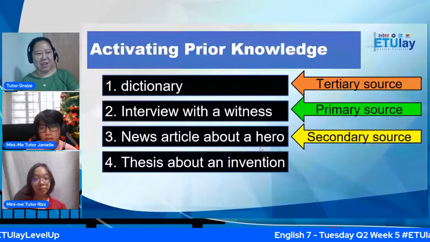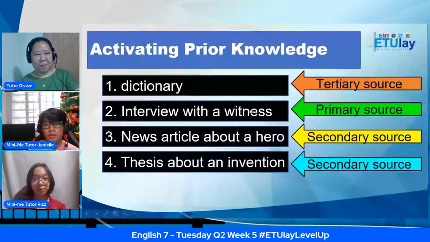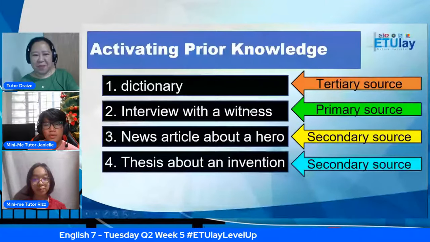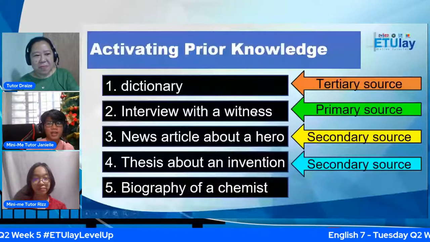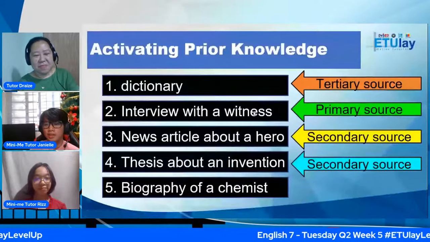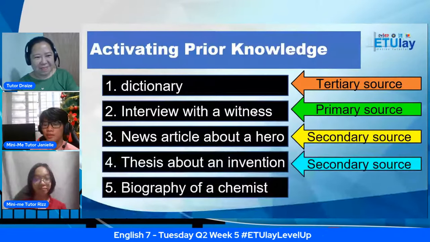Okay, so now let's have number 5. For number 5, we have a biography of a chemist. So, what type of source is this one? Comment down your answers.